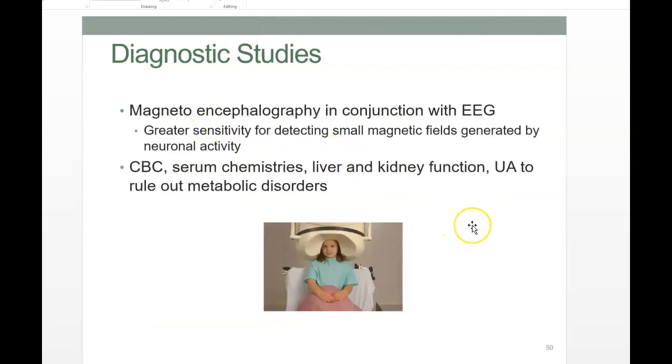They also would do a magnetoencephalography in conjunction with the EEG. This has a greater sensitivity for detecting small magnetic fields generated by neuronal activity. They may do CBCs, serum chemistries, liver and kidney functions, and a UA to rule out any metabolic disorders.